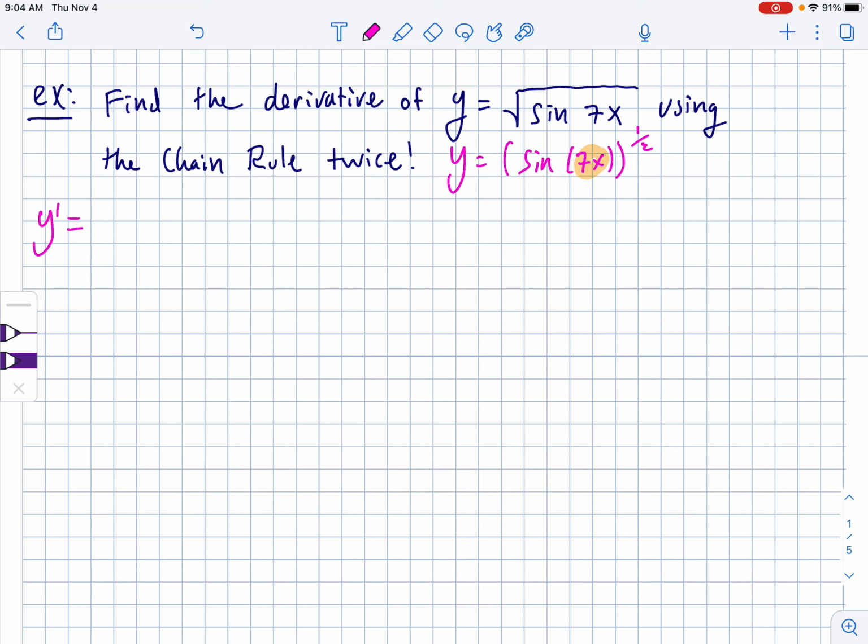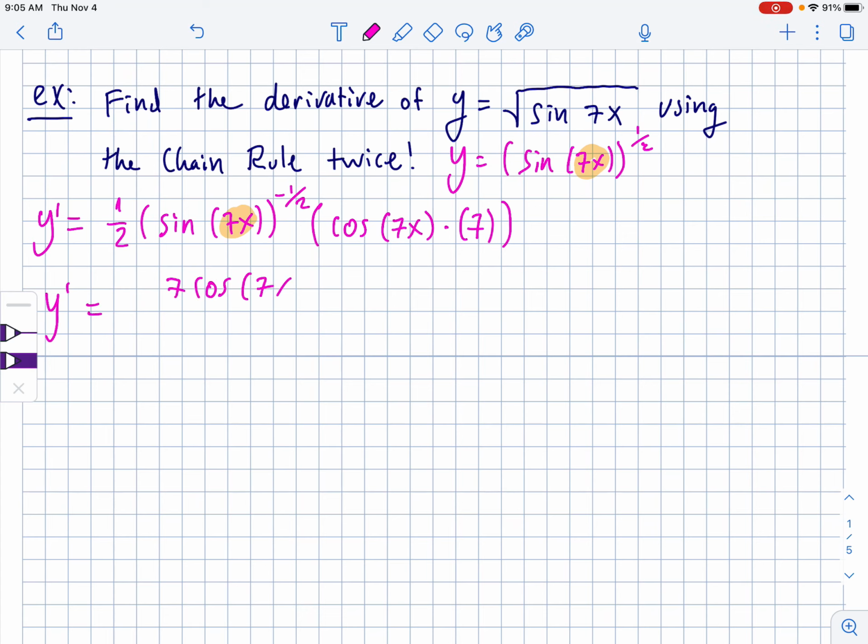Chain rule. Derivative of the outside with the inside untouched times the derivative of the inside. The derivative of the inside would be cosine of 7x, but it's another chain rule because of this 7x being nested in there. So derivative of the outside with the inside untouched, and then times the derivative of the inside. So if I clean things up, like put negatives in the denominator and all that, we will get 7 cosine 7x in the top, and in the bottom will be 2 sine 7x.